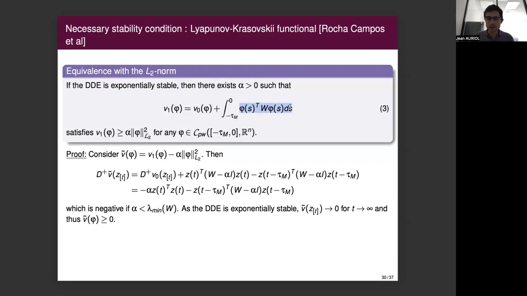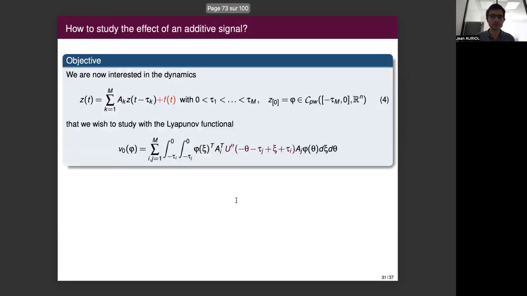However, you can slightly modify it to make it equivalent. Basically, you just add a new integral term, and you can show that V1 is greater than something that depends on the L2 norm. I'm not going to explain the proof, but you can show the equivalence between V1 and the L2 norm of the system. So this was for just the difference equation. Now, let us consider the controller.